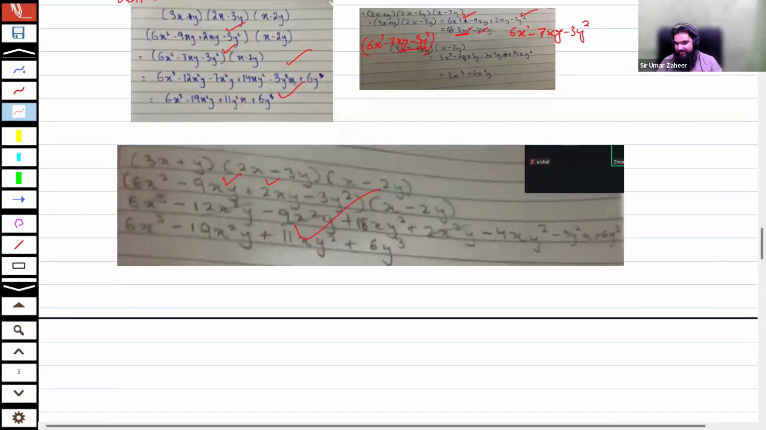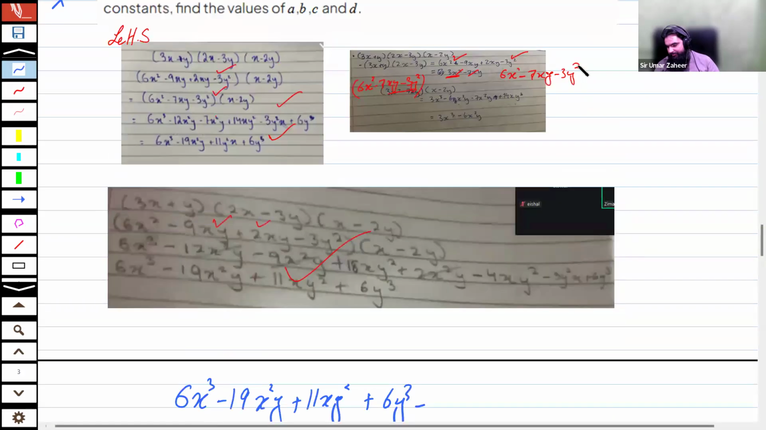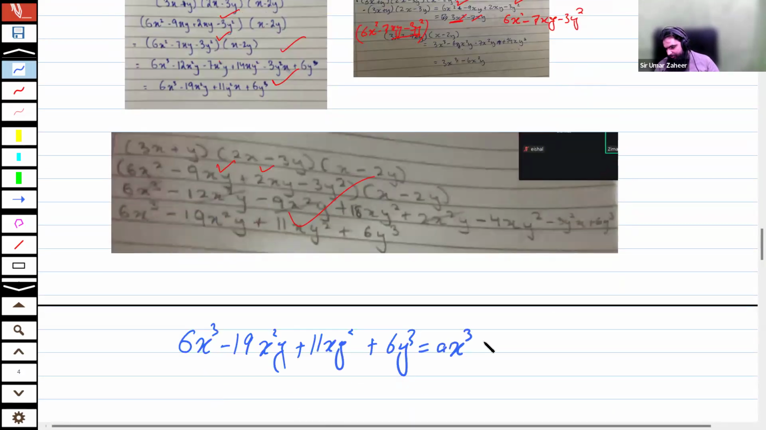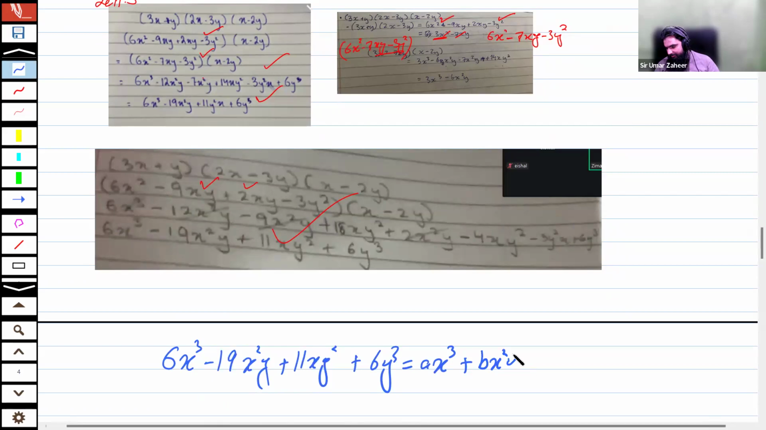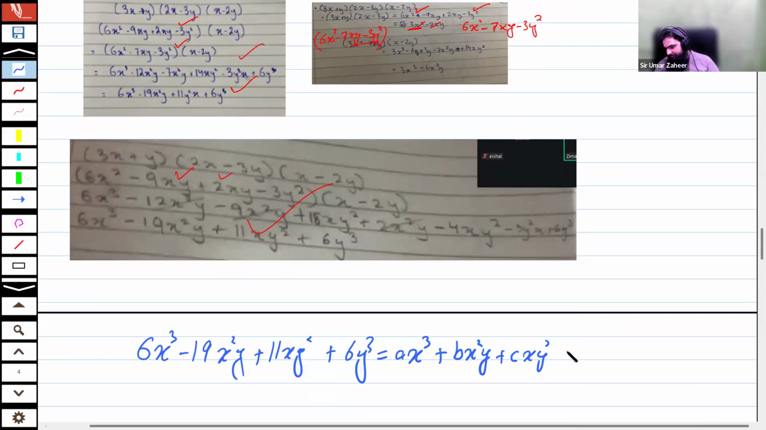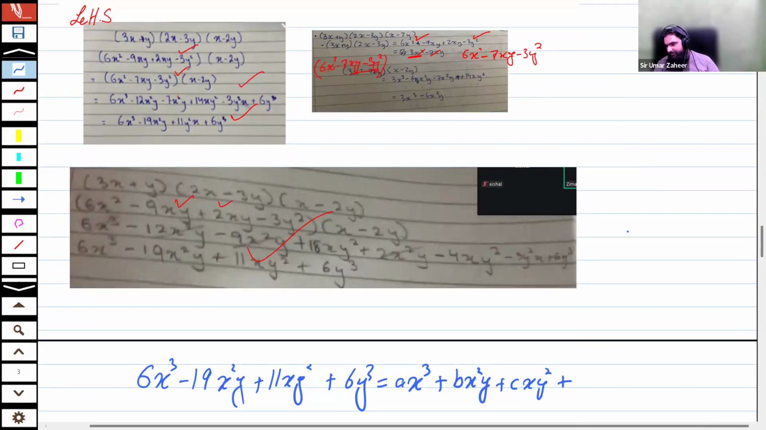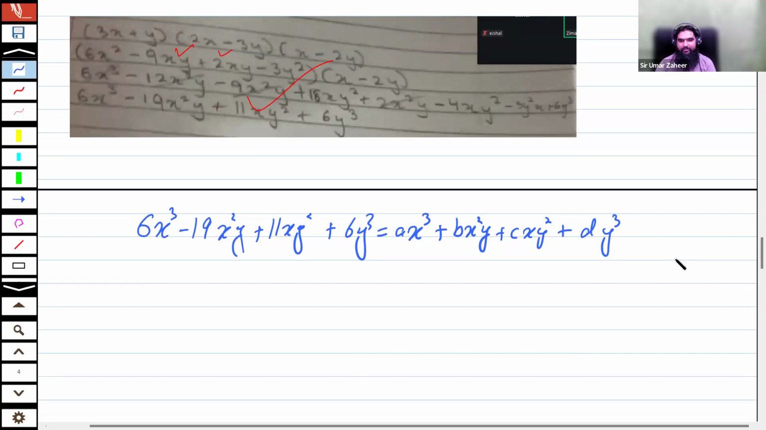Now everyone, you are going to get that 6x cube minus 19x square y plus 11xy square plus 6y cube would be equal to, that is given, ax cube plus bx square y plus cxy square plus obviously dy cube. Okay, now here we are going to do the comparison.